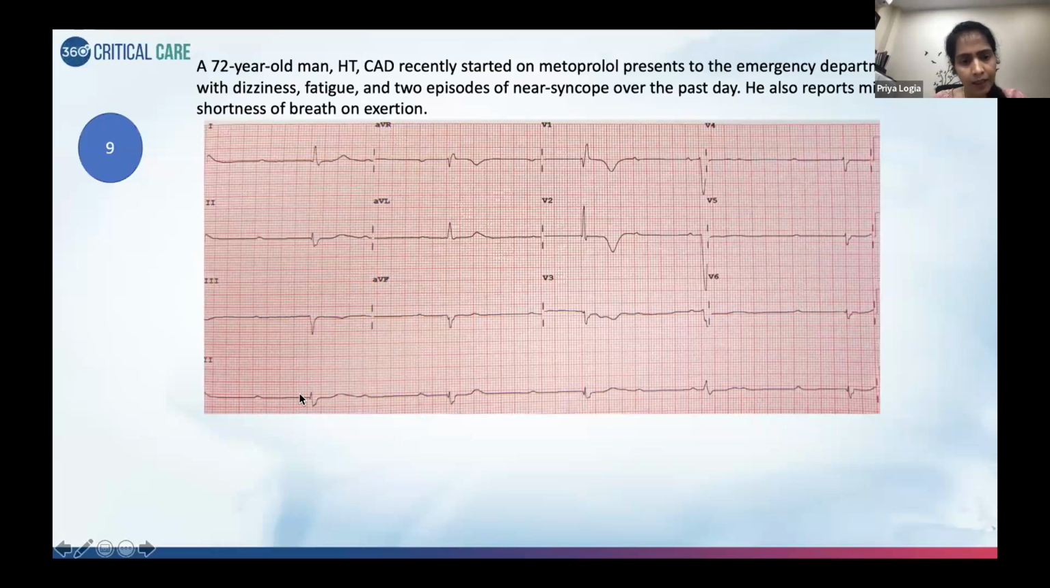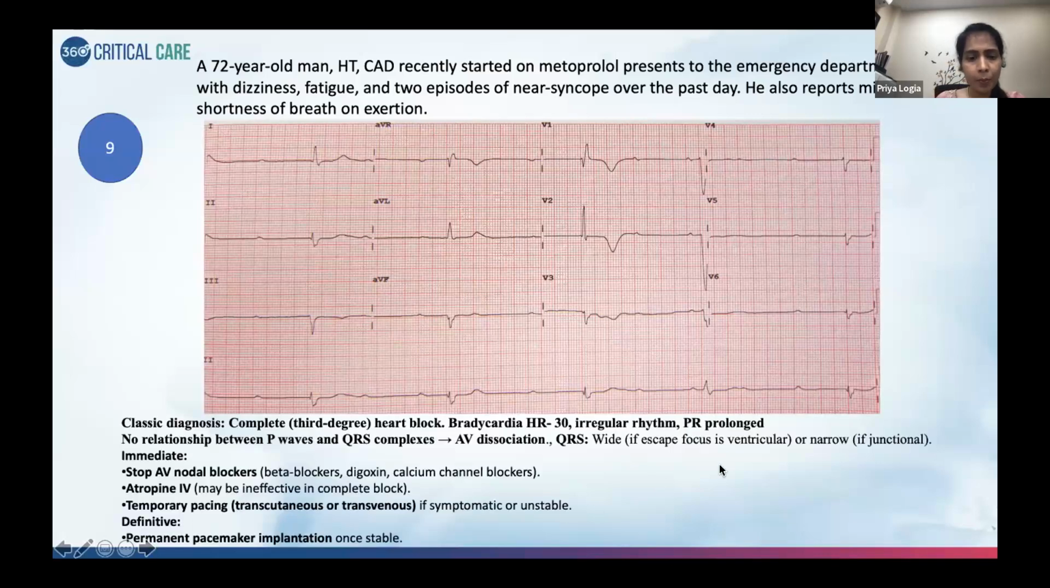There is obvious PR prolongation, but is it a fixed prolongation or a progressive prolongation? There is no progressive prolongation. It is not fixed also. It's completely dissociated, so I'm looking at a complete heart block. There is obviously no relationship between the P waves and QRS, which is AV dissociation.